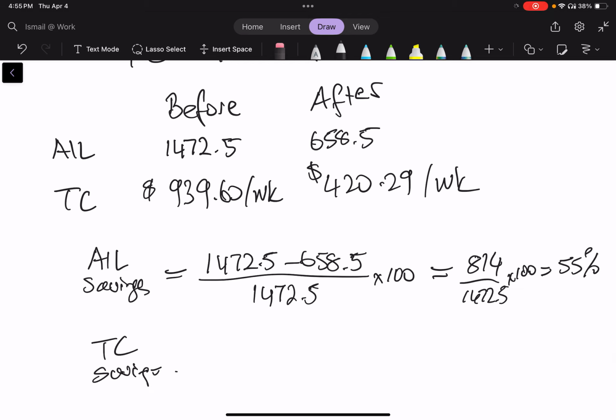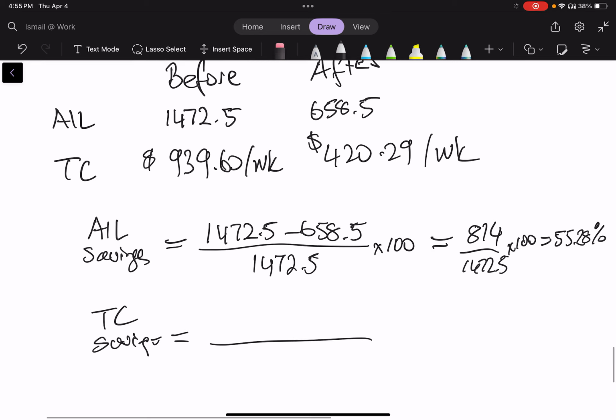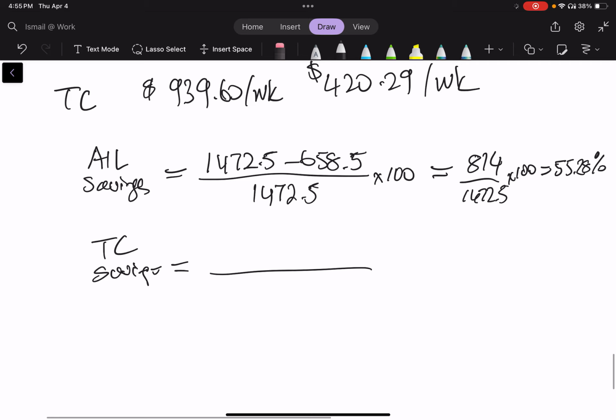That should be close to that number as well. Let me do this. This number is 55.28. So I don't want you to think it is gonna be the same number, 28%, right? For the total cost, same idea, 939.60 minus 420.29 divided by 939.60 multiplied by 100, right?